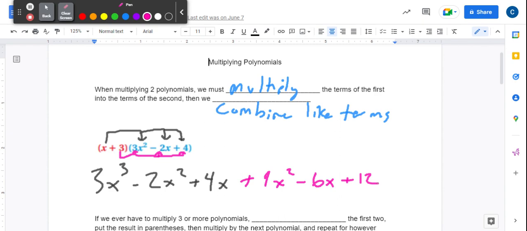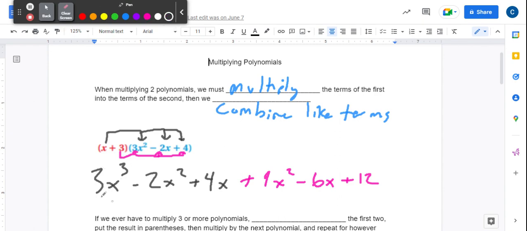Okay, so that's the first step. What we just did here is we multiplied. Okay, we multiply the x through all these three things here to get 3x cubed plus 2x squared plus 4x. And then we did multiply the 3 through this whole thing. So we had 9x squared minus 6x plus 12. Okay, now we got to combine like terms.